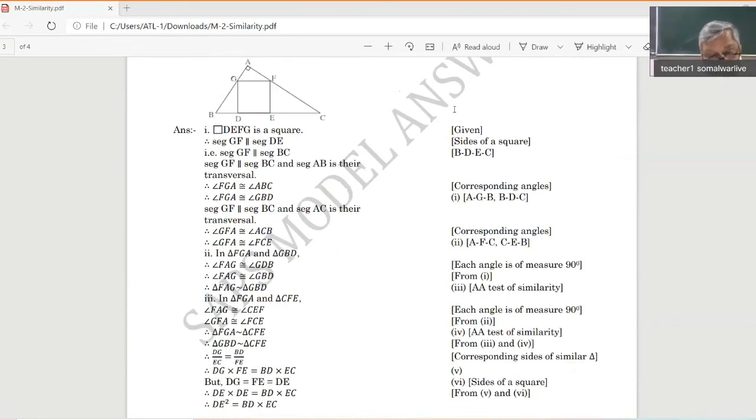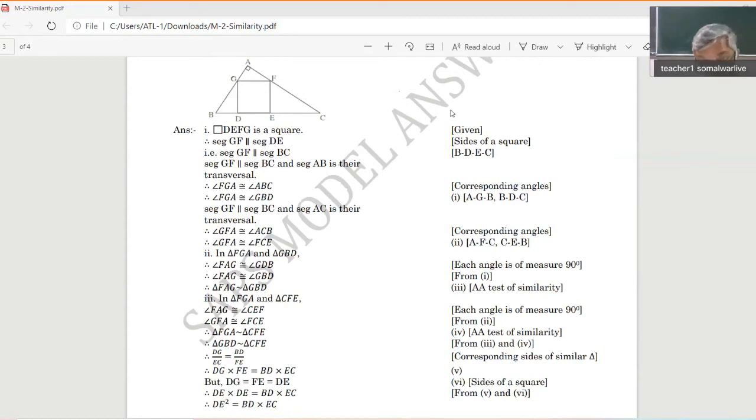Now, when both the triangles are similar, their sides are in proportion. That is, DG upon EC is equal to BD upon EF, because we want to prove DG into FE is equal to EC into BD, just by making the cross multiplication. But here, we have not completed our aim. What is remaining in the aim? That DG is congruent to FE is congruent to DE. Why are they congruent? Because they are sides of the square.